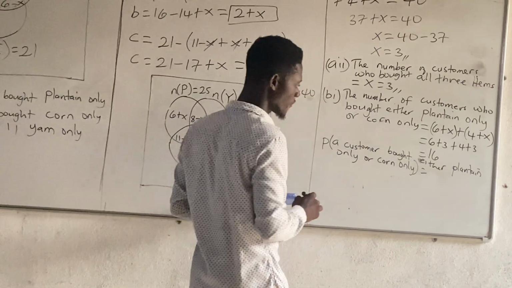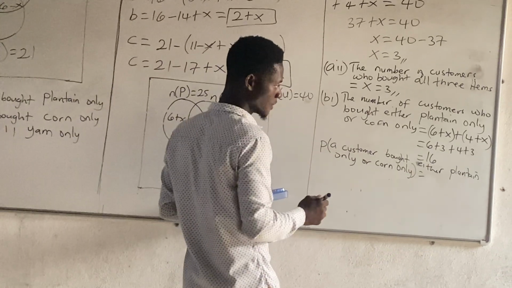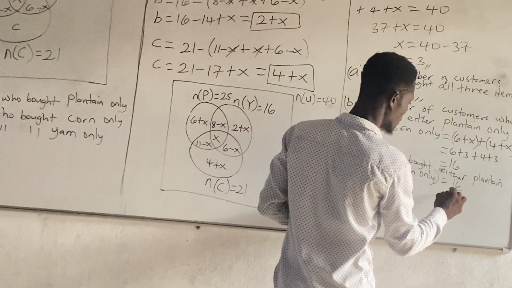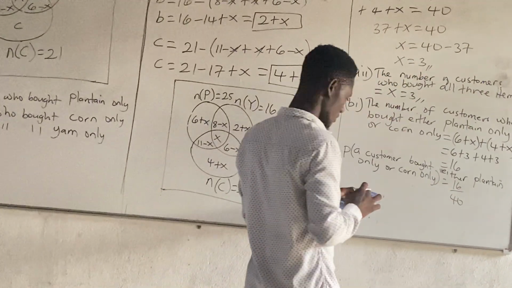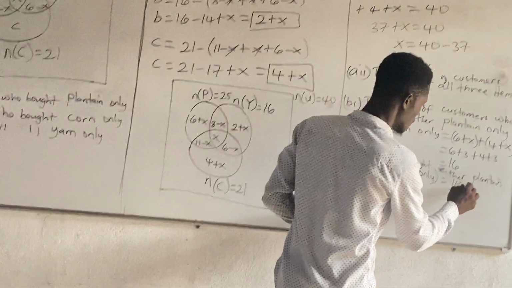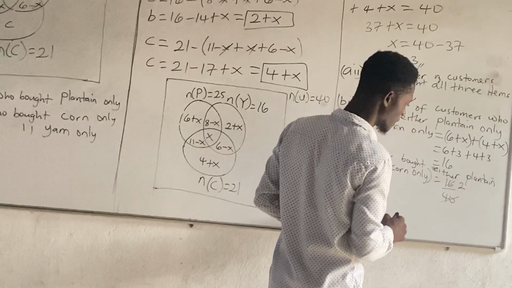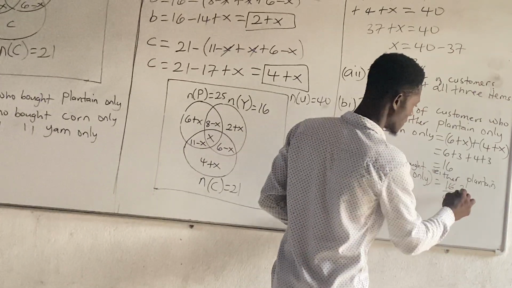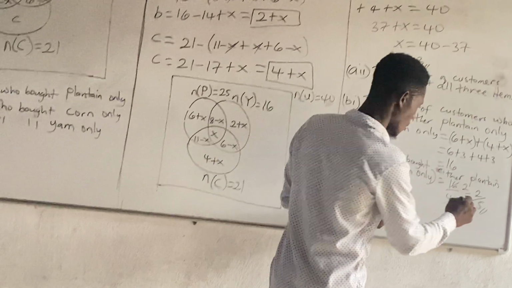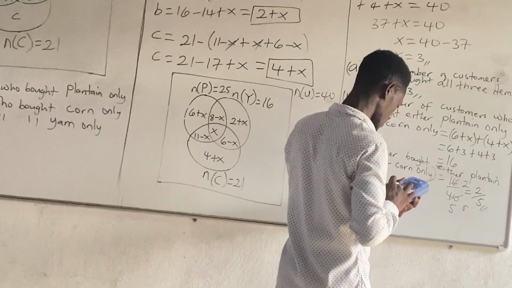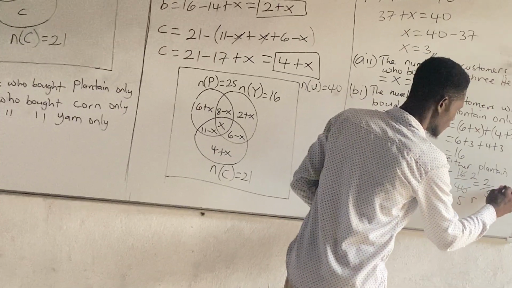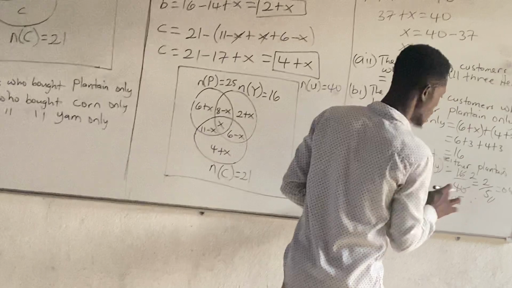It will be equal to the number of customers that bought either plenty une or con une, which will be 16, over the total number of customers, which is 40. So 8 into 16, it goes 2 times. 8 into 40, it goes 5 times. So this will be 2 over 5, or 0.4.